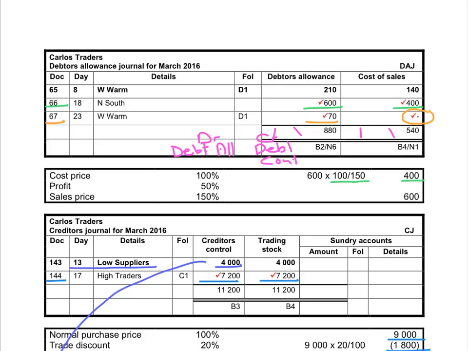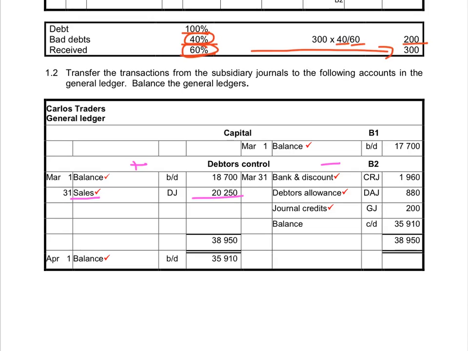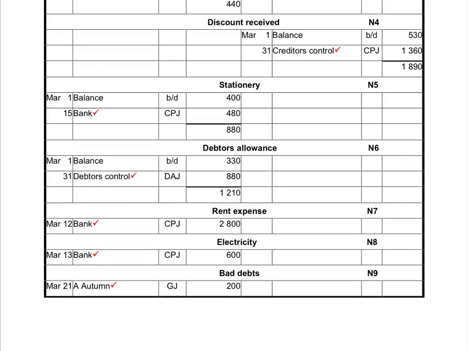Inventory was received back from the debtors, so the inventory increases on the debit side, and we want to reduce the expense for cost of sales, so cost of sales will be credited with a cost price of 540. The debtors control is reduced with the 880 for the credit notes issued. Debtors allowances is debited. Debtors allowance is an expense that will decrease profits. Expenses increase on the debit side, so debtors allowances is debited and debtors control is credited.